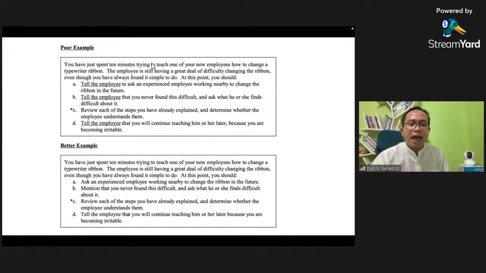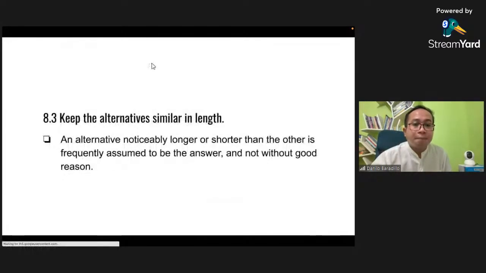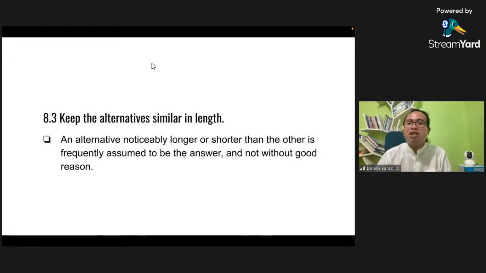Okay, this is actually verb phrases. A while back that was gerund phrases. Now we have verb phrases. Okay, 8.3. This is also very much technical. So you have to keep the alternatives similar in length.